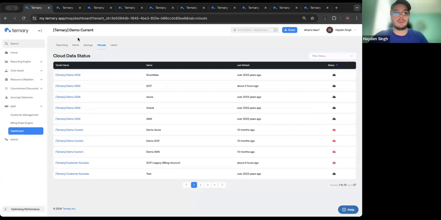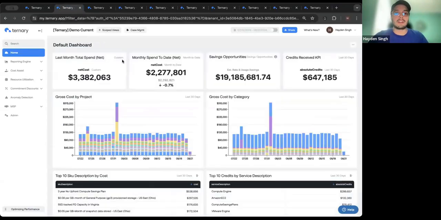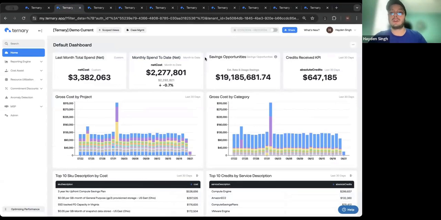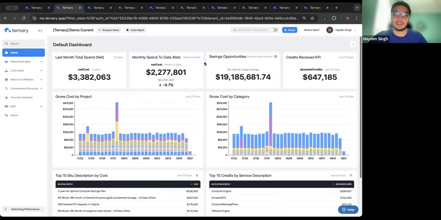So regardless of if you are an MSP or if you are purchasing Ternary directly, the very first thing you're going to land on is the default dashboard here. Now, this default dashboard can be fully customizable to what's relevant to the individual coming into the platform. It doesn't necessarily have to be what you're seeing on this screen, but this is what's going to be populated the second you start to upload any cloud data into Ternary.